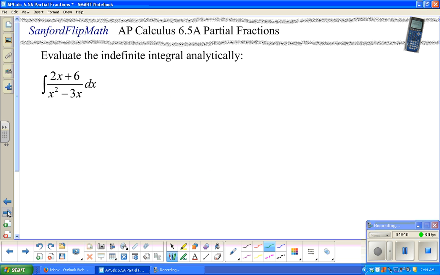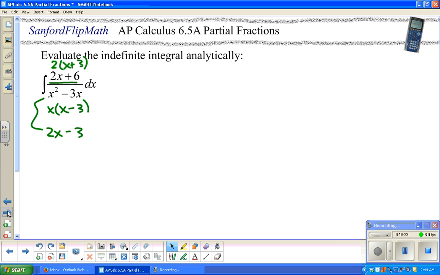Let's take a look at these. I am thinking this is 2 times (x plus 3). Nothing's going to divide out. This is x minus 3. Okay. And if I do 2x minus 3 for its derivative, that's not here. So this looks like a partial fractions problem. Okay, just to point that out. Okay, and then I actually want to do, I'm not going to do either of those.